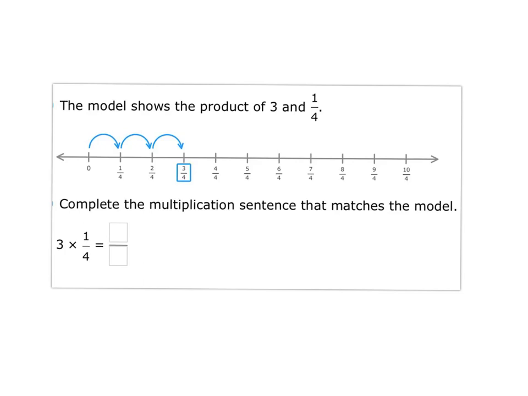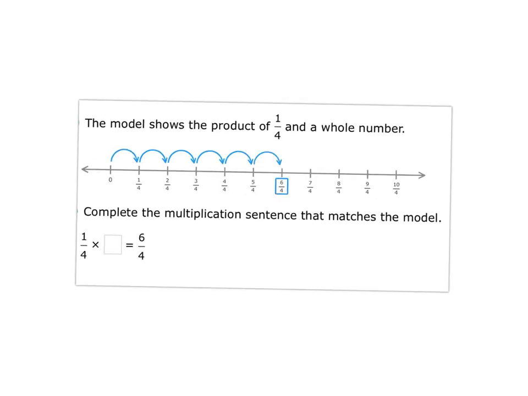And again, 3 and 1/4. Here's their fraction 1/4. How many times are they doing it? 3 times. So you'll see it go once, twice, 3 times. And 3 times 1/4 is 3/4. This one, they are using the fraction 1/4, but they want to know how many whole numbers they're multiplying it by to get 6/4. So here's our fraction. How many times do they do it? Once, 2, 3, 4, 5, 6 whole times.